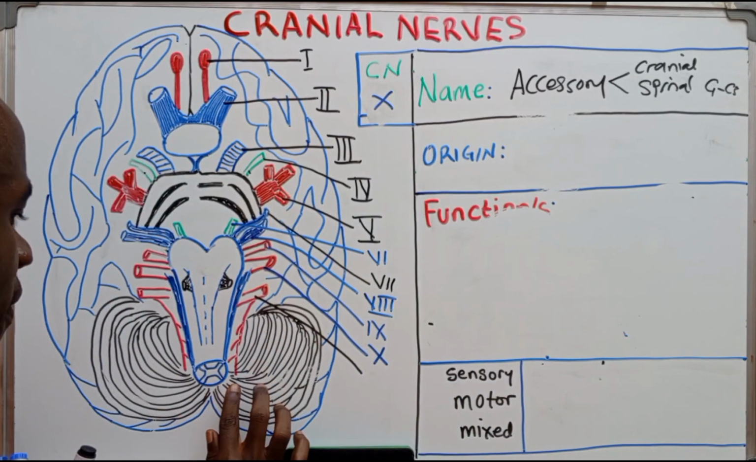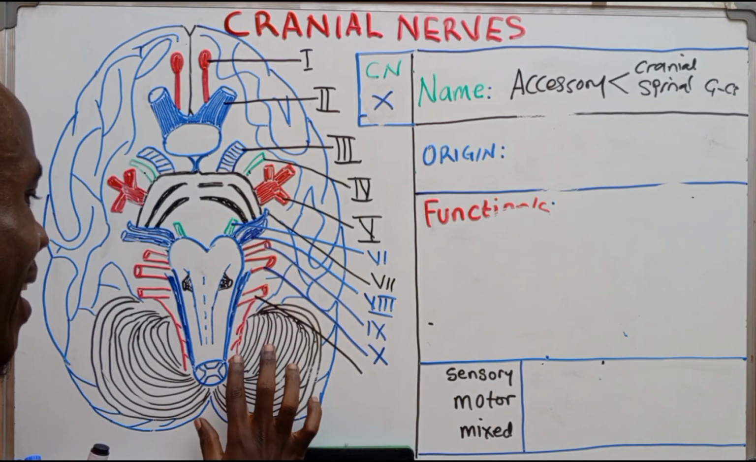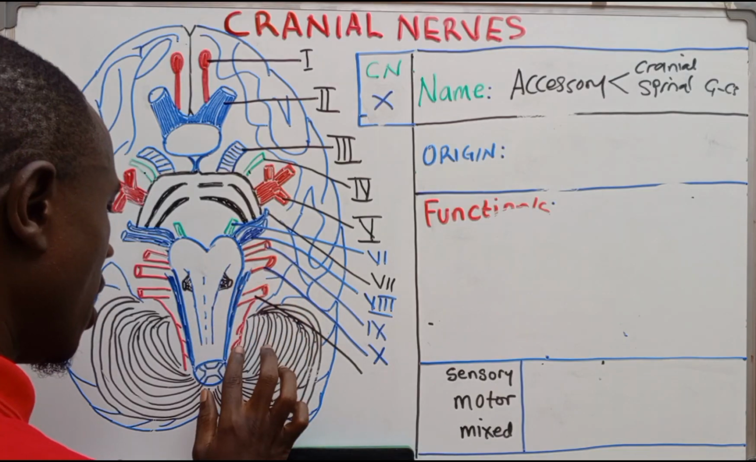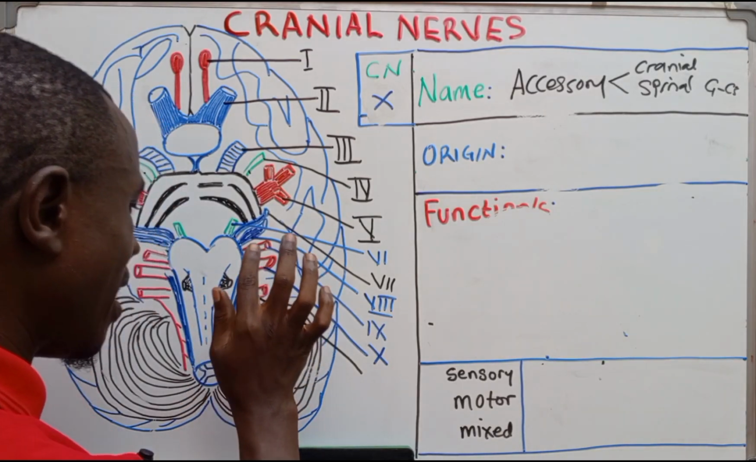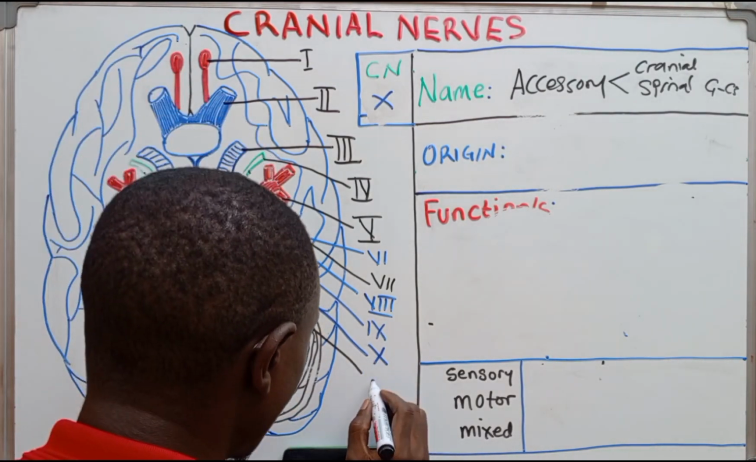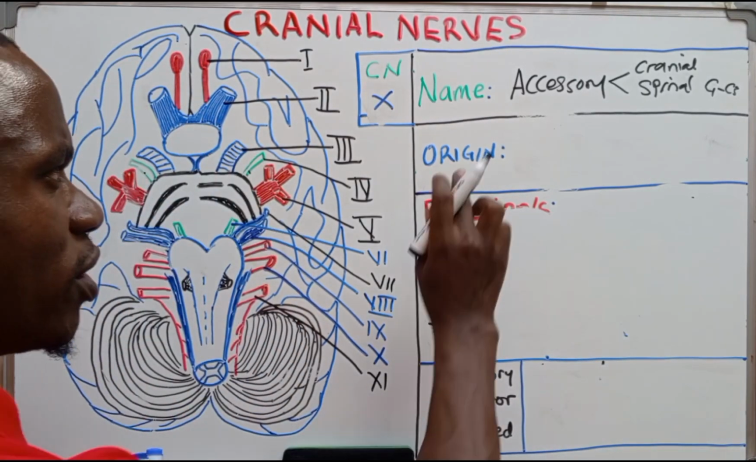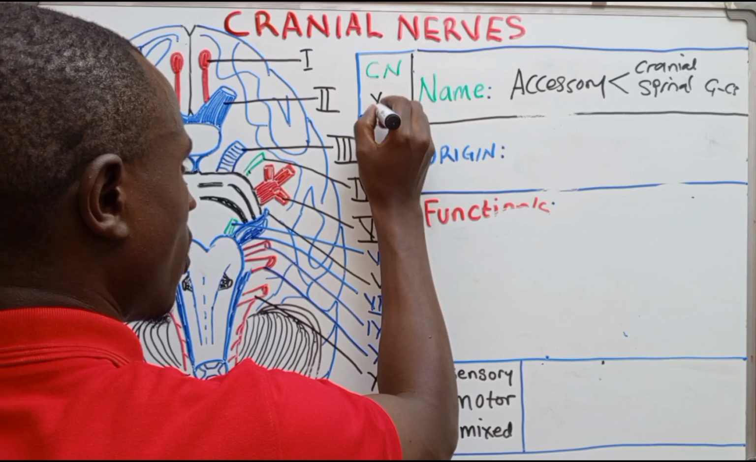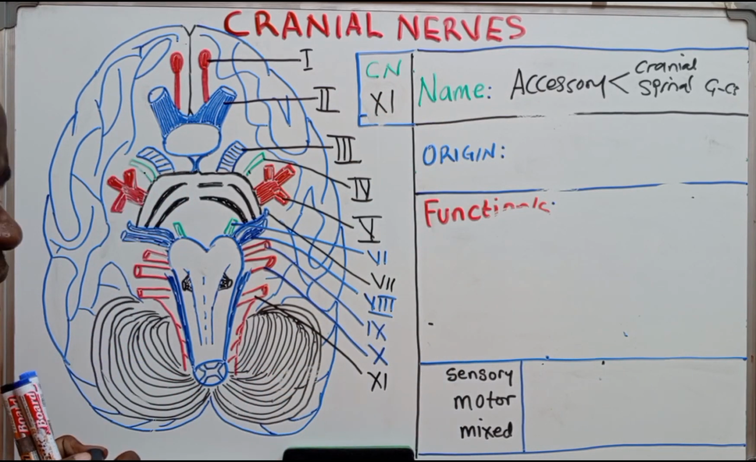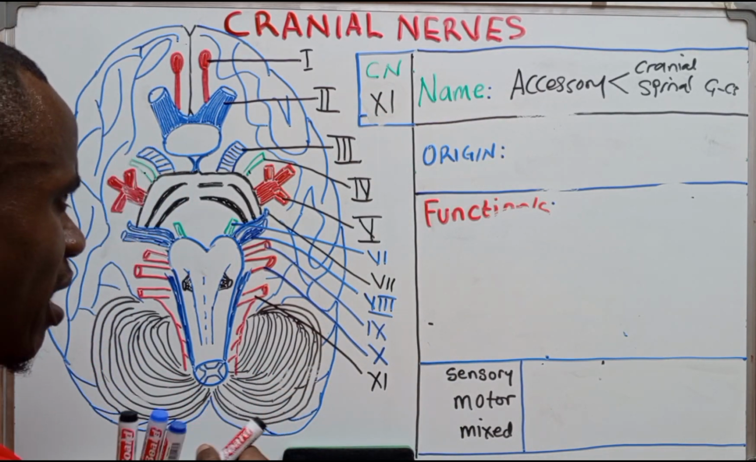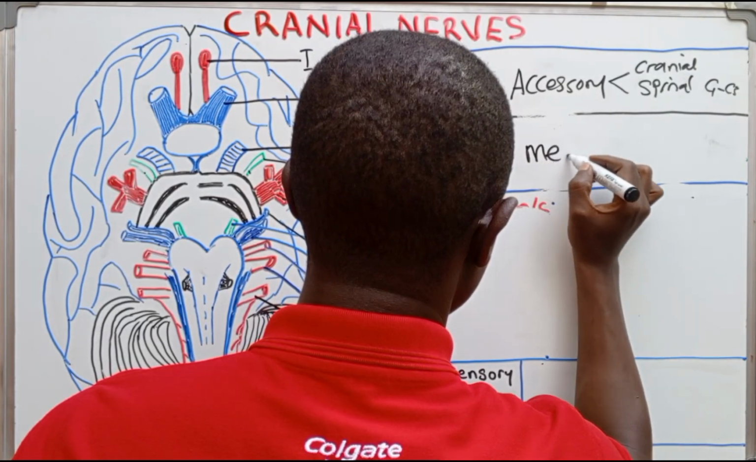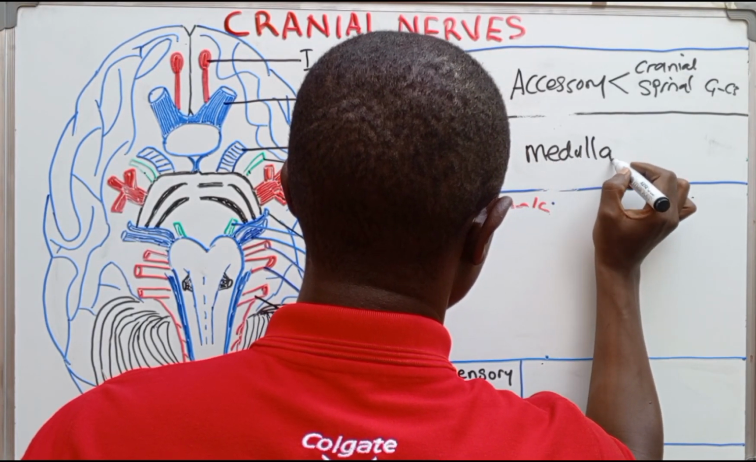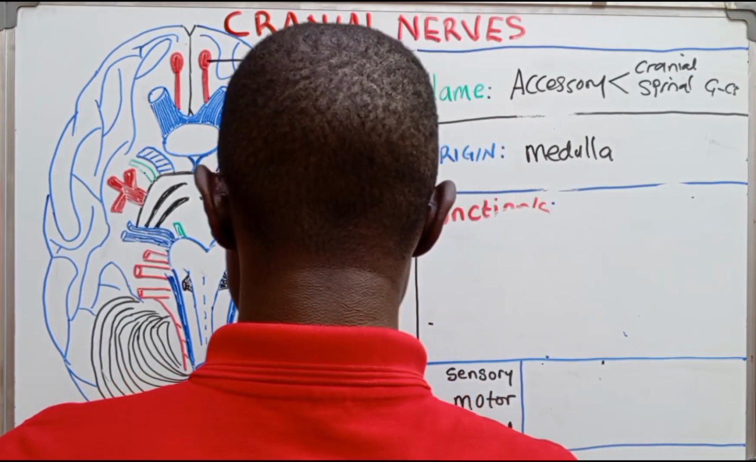So we're going to be having fibers of the spinal part and then fibers from the cranial part, and when they unite, they make one cranial nerve. This cranial nerve is what we call cranial nerve number 11, which is called the accessory nerve. What's going to be the origin of this cranial nerve? Same thing, medulla oblongata.